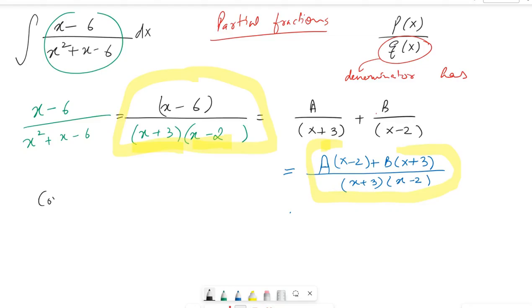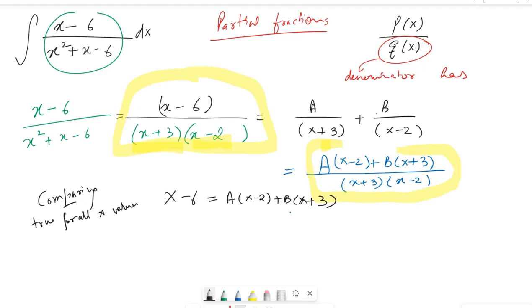So comparing, we can say x minus 6 should be equal to a times x minus 2 plus b times x plus 3. This should be true for all x values. Because it should be true for all x values, it should also be true for x equal to 2. Now you will say, where did you get x equal to 2? I got it from one of the factors here. So I'm going to plug in x equal to 2 here.